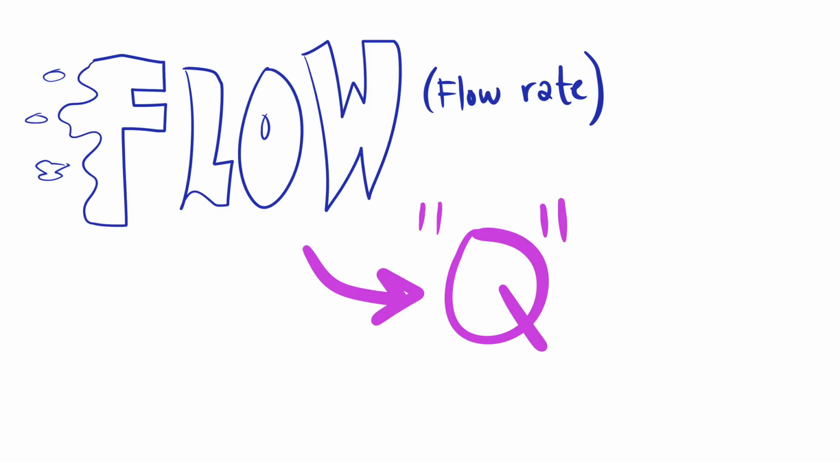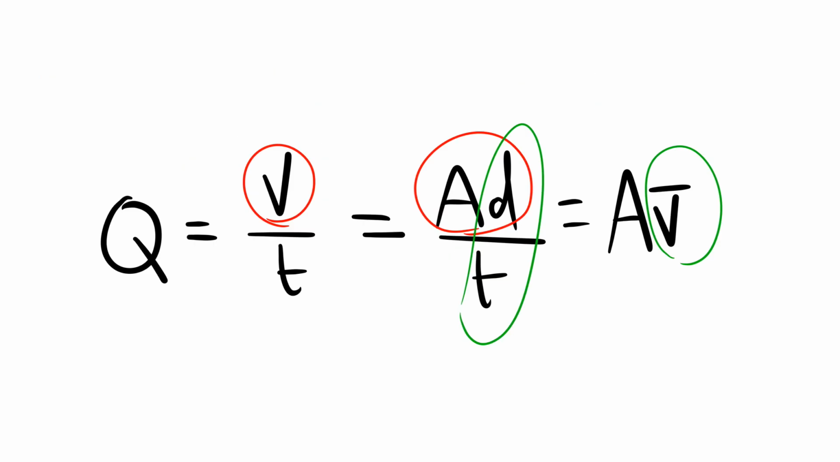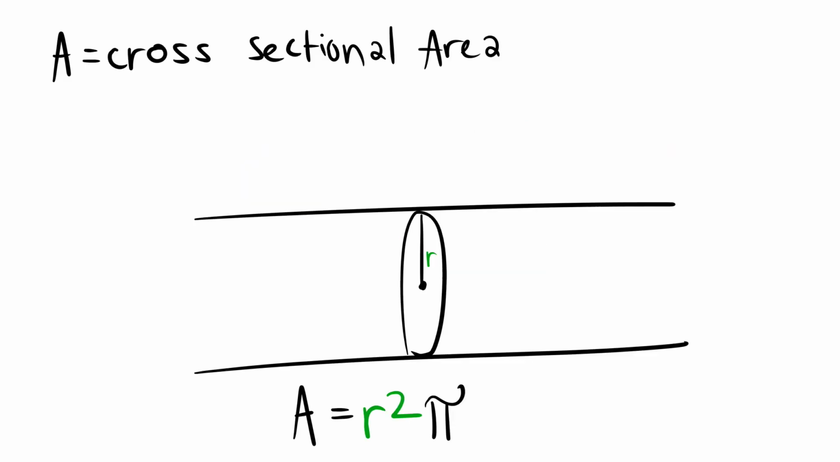Flow, or flow rate, is represented by Q. Flow rate equals volume over time, which equals area times distance over time, because volume equals area times distance. It also equals area times average speed, because distance over time equals speed. And area is always cross-sectional area, which remember is the radius of the tube squared times pi.